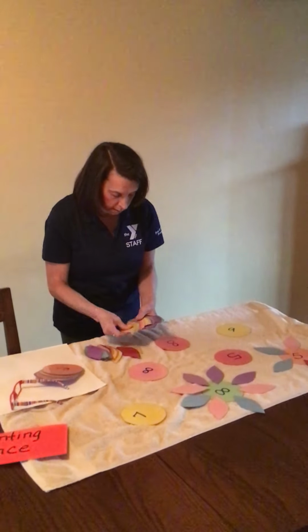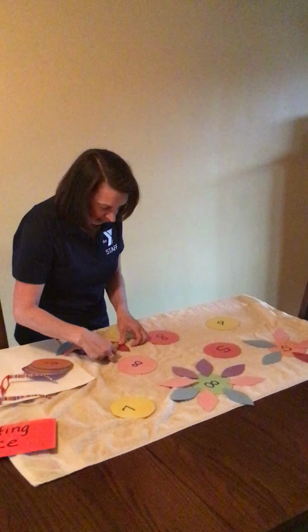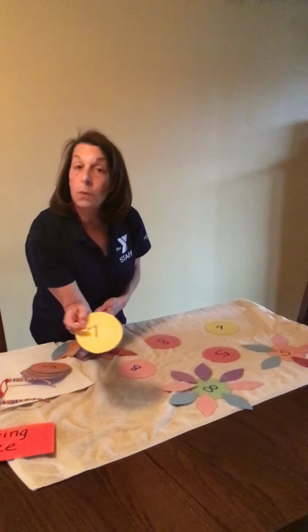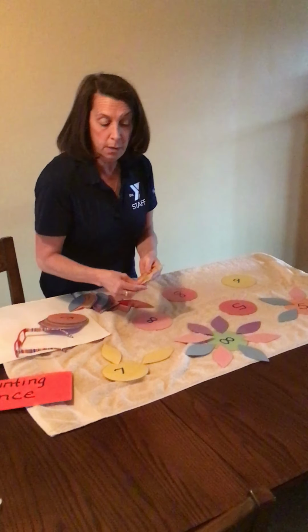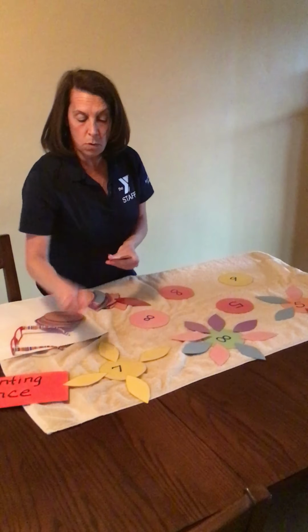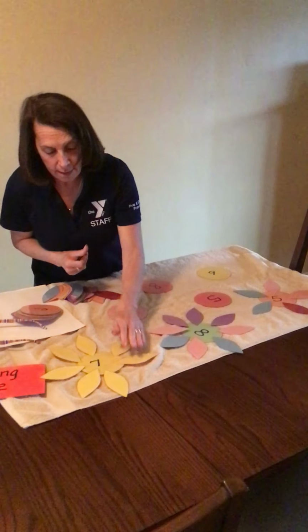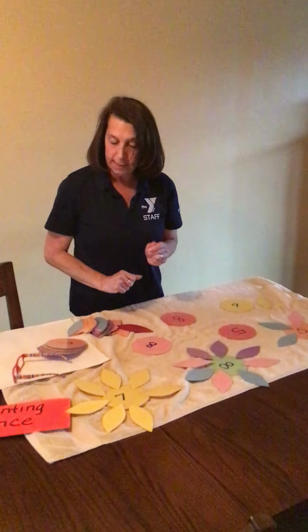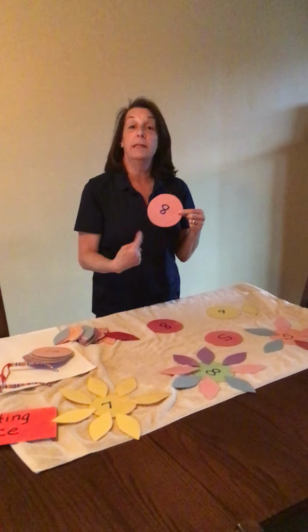You could even choose to do all the same color if you want to do it as a matching and counting activity. That would be easy. If this is a number 7, you would count up to number 7. So you would do 1, 2, 3, 4, 5, 6, 7, and that way it's all the same color. So that is a petal counting experience. The higher the number, the more petals. The lower the number, the less petals.